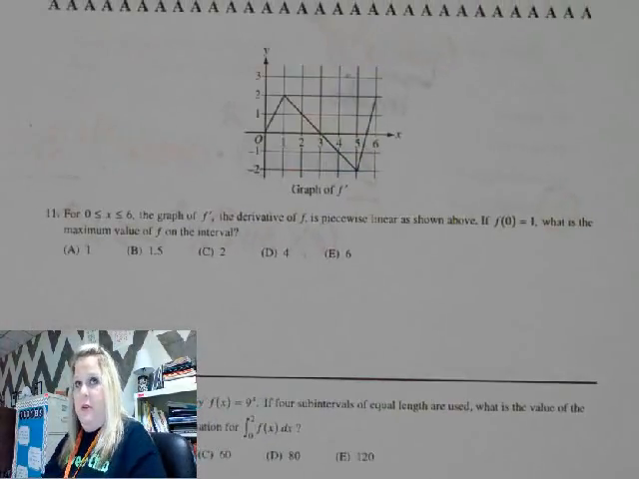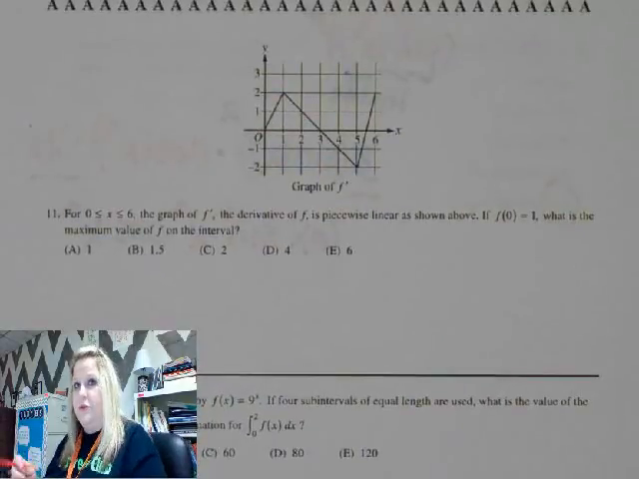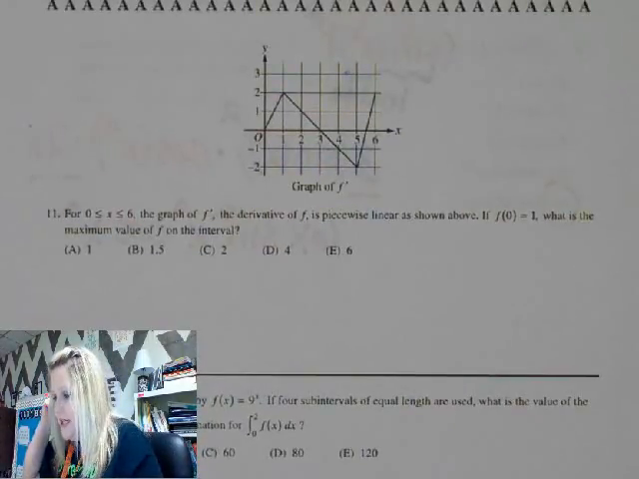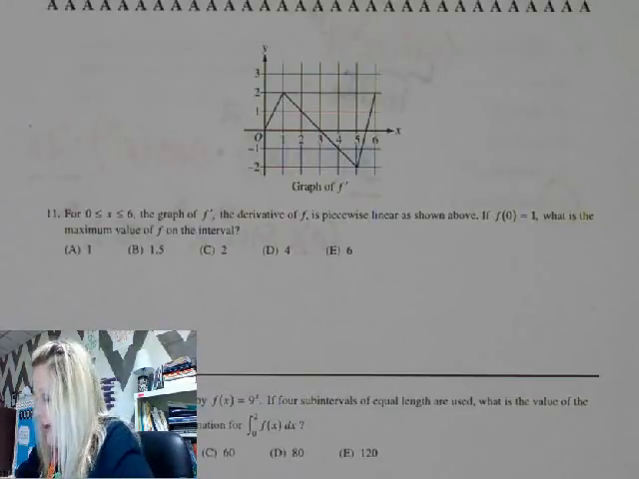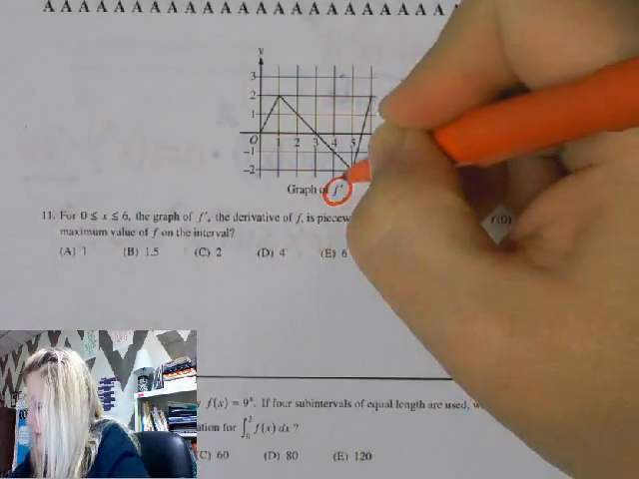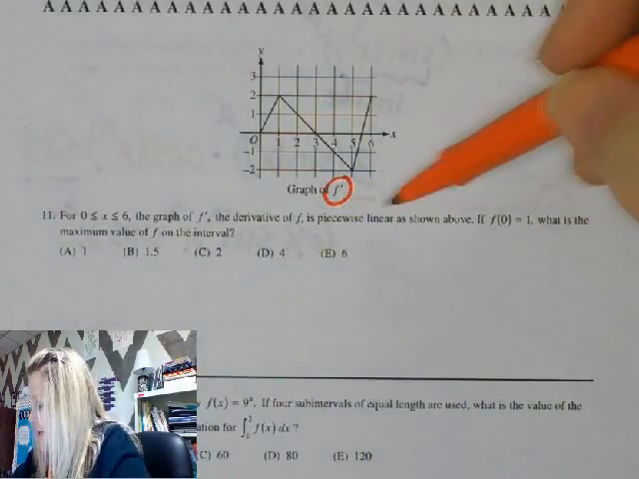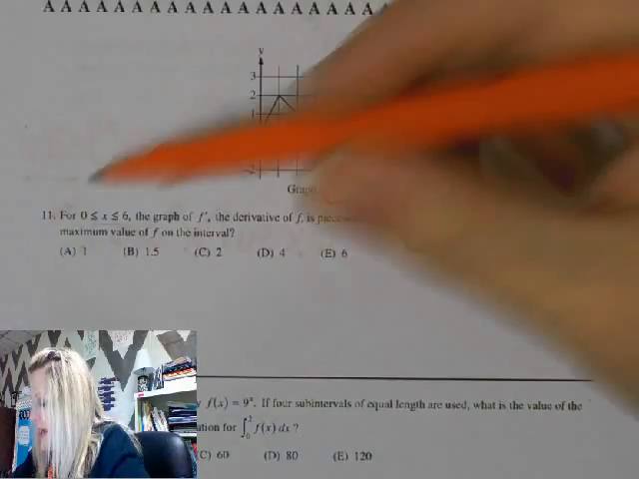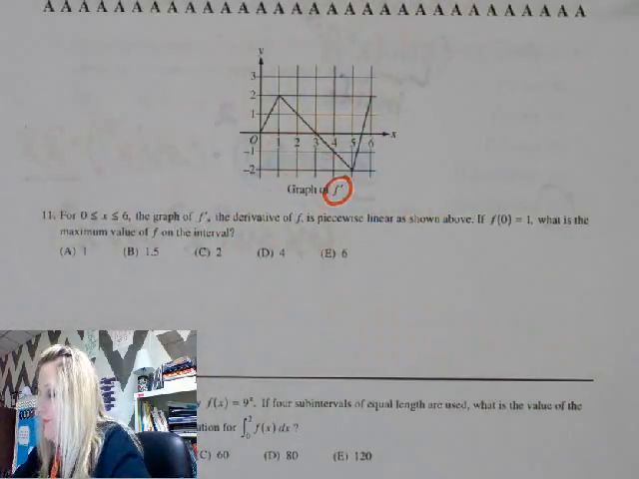Okay, so we'll go over 11 through 15 on the 2014 multiple choice. The first one says for 0 to 6, the graph of the derivative of f is piecewise linear as shown above. If f of 0 is 1, what's the maximum value of f on the interval?